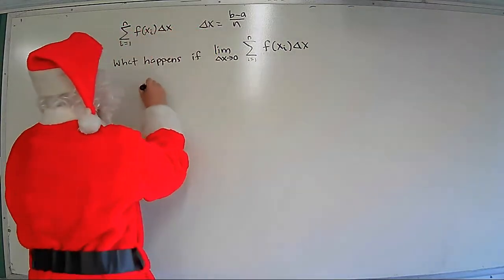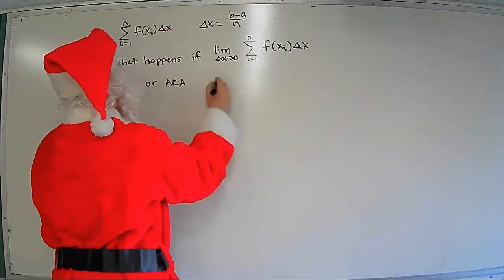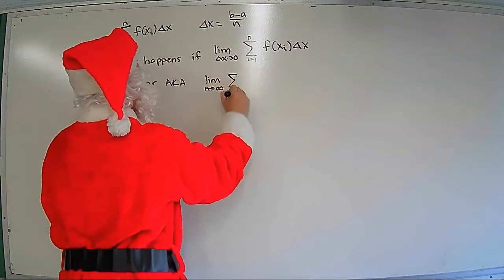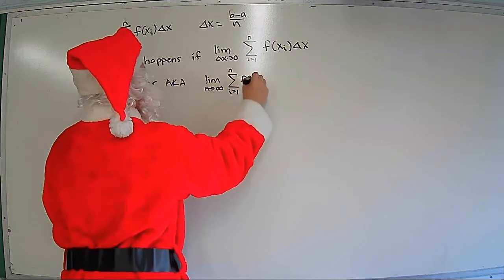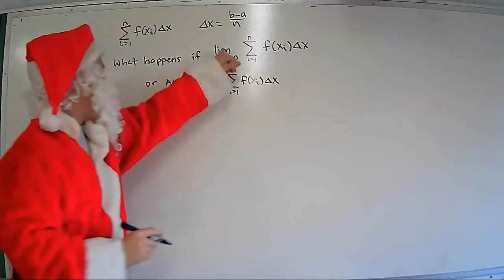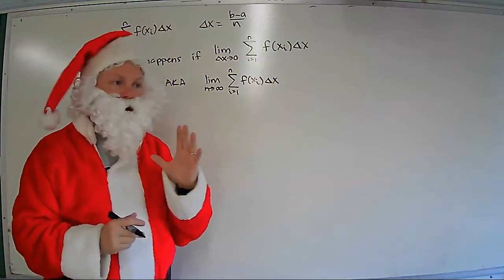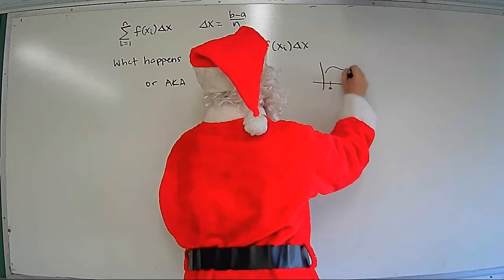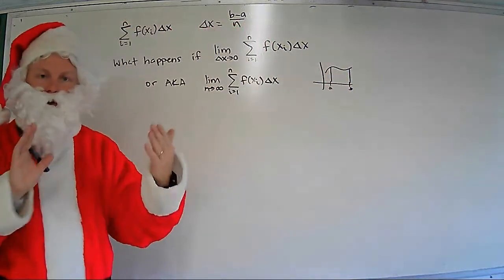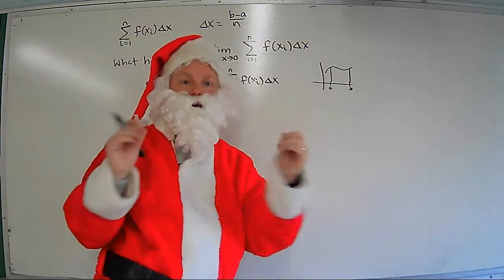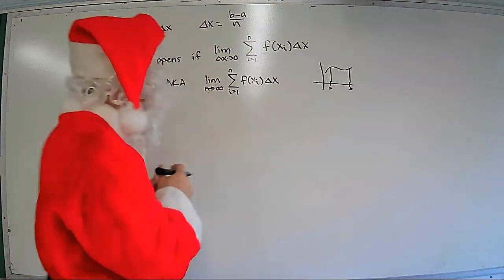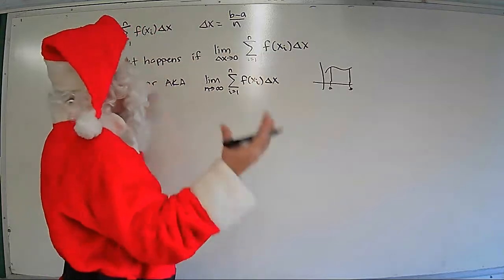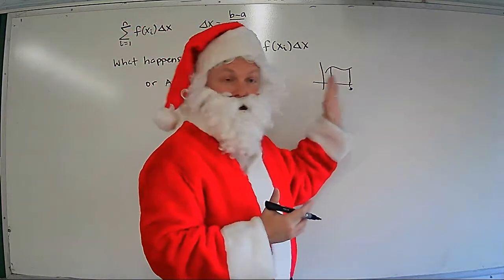Or, aka, the limit as n goes to infinity of the sum from i equals 1 to n of f of x sub i times delta x. In both of these cases, what's going to happen? The number of rectangles is going to get huge, and they're going to get infinitely thin. What does this mean if that happens? Well, that's going to give us the exact area, actually.